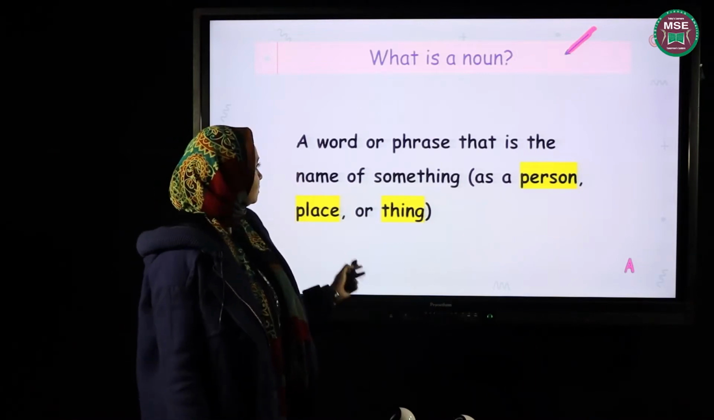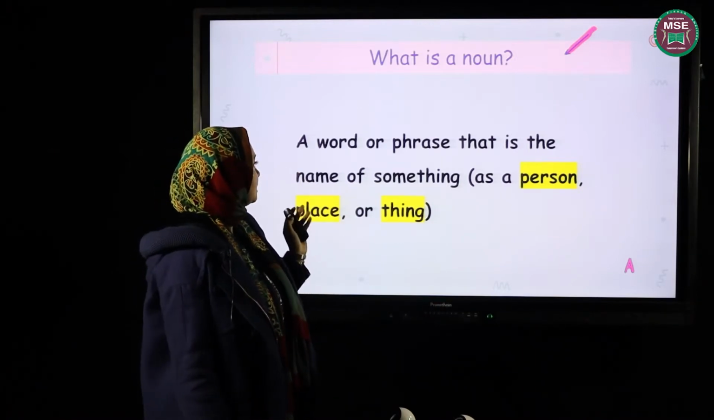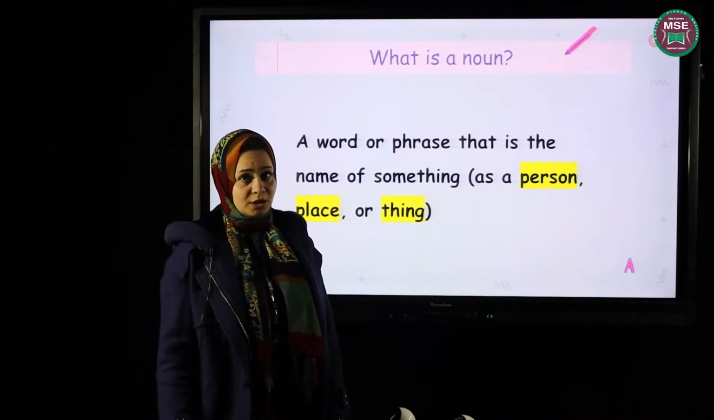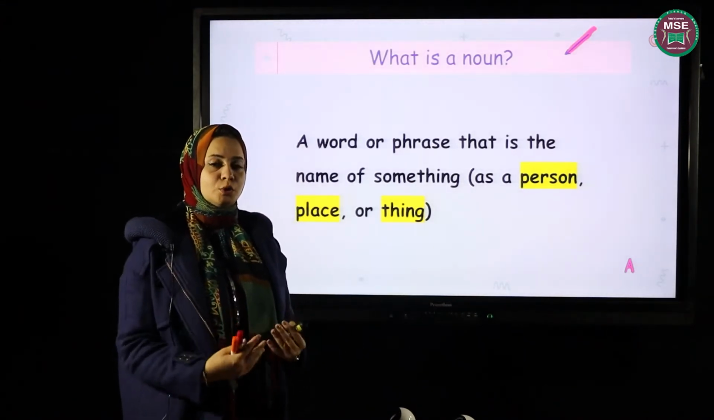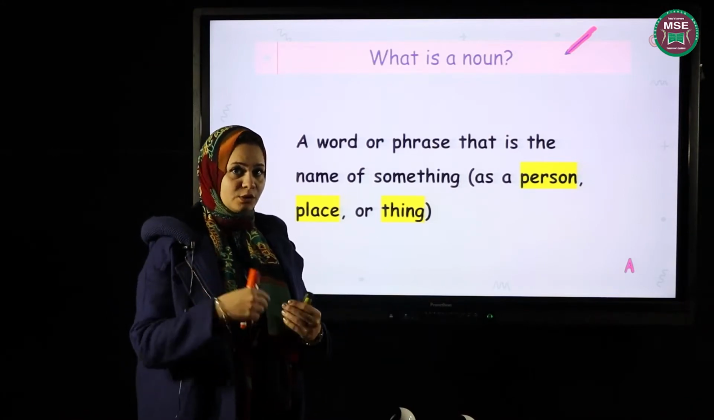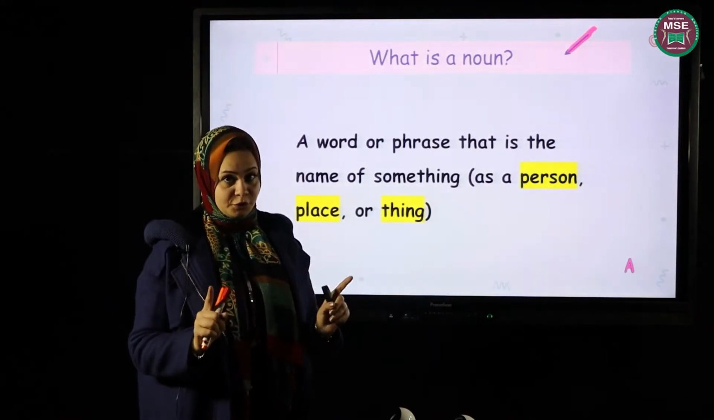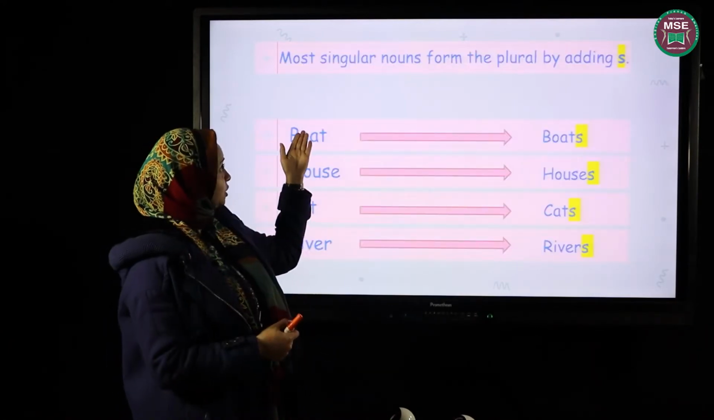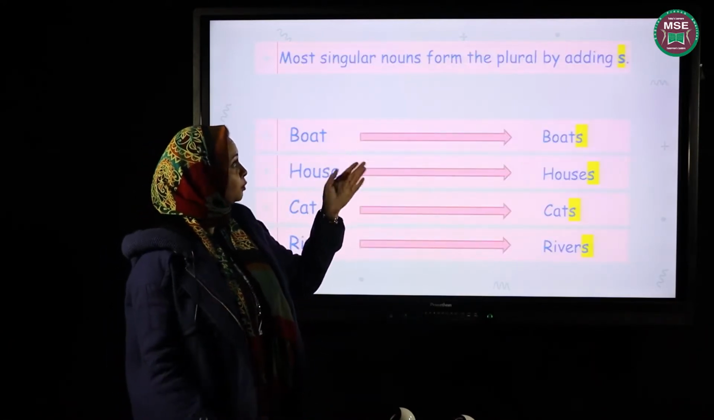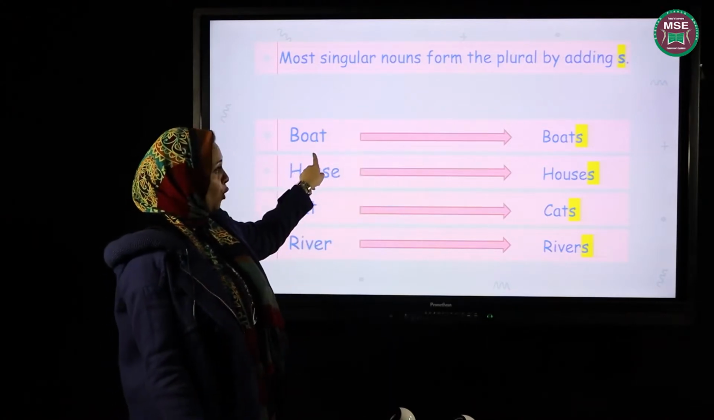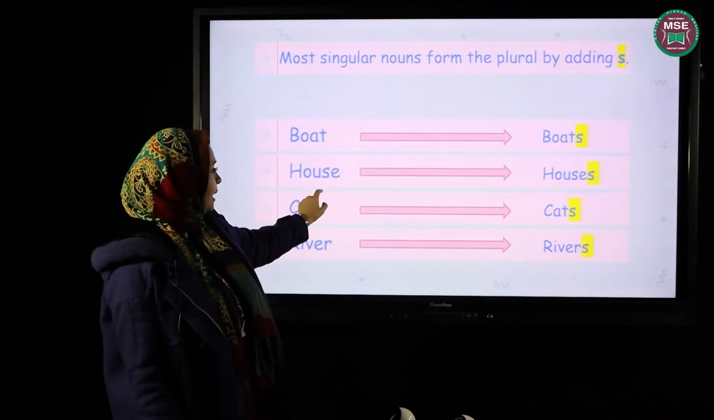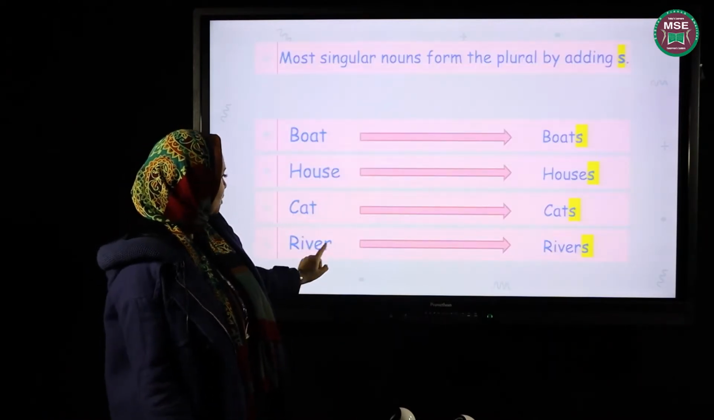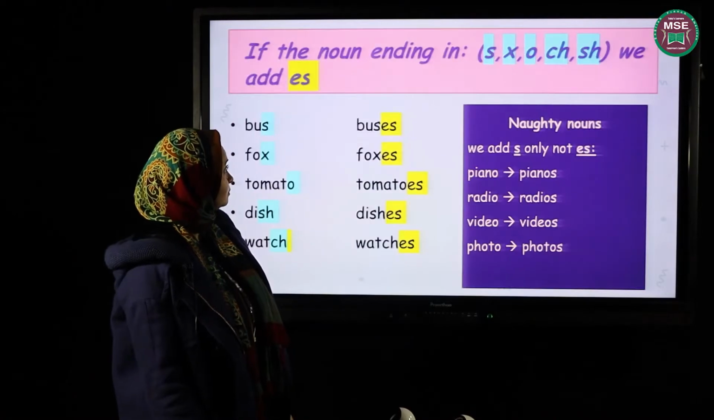What is a noun? A word or phrase that is the name of something, such as a person, place, or thing. So to make the plural, we add s to the noun, not the verb. Most singular nouns form the plural by adding s, like boat, boats, house, houses, cat, cats, river, rivers.